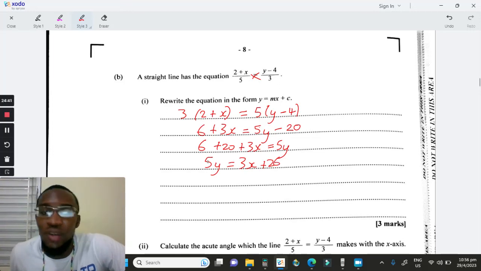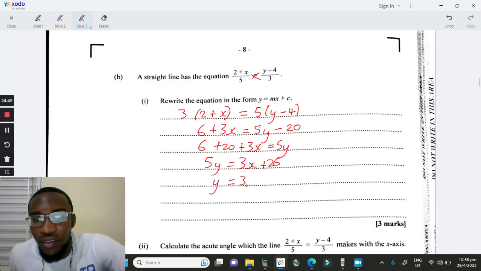Now I just put the 5y on that side, alright? Nothing is wrong with that. Then you divide through by 5, so y is equal to 3 over 5 x plus 26 over 5.